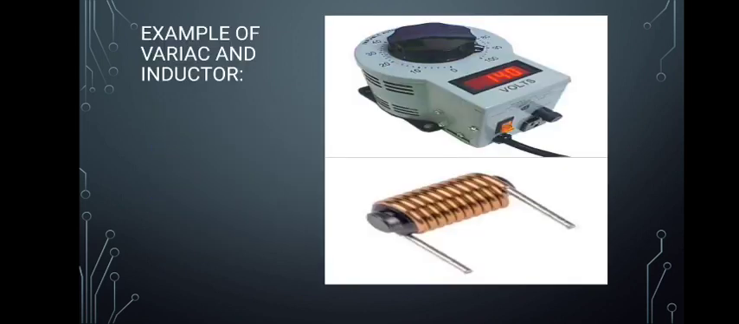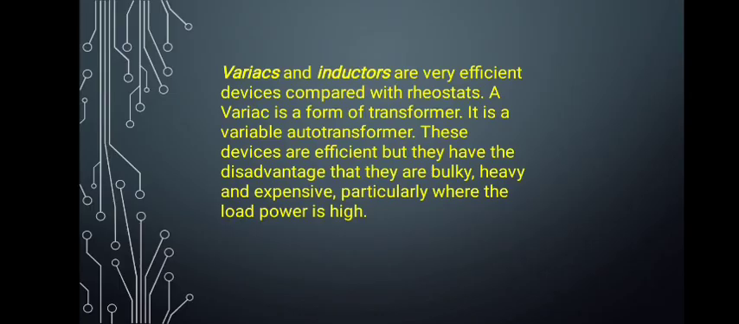So this is the example of the variac and inductor. Variacs and inductors are very efficient devices compared with rheostats. A variac is a form of transformer. It is a variable autotransformer. These devices are efficient, but they have the disadvantage that they are bulky, heavy, and expensive, particularly where the load power is high.